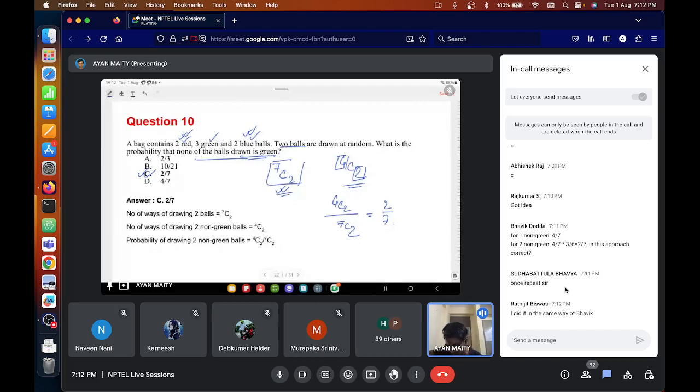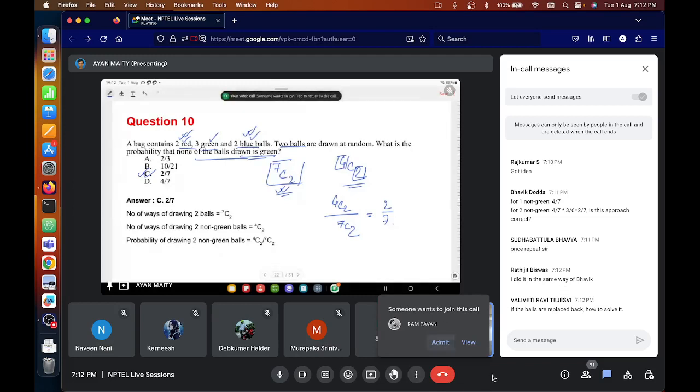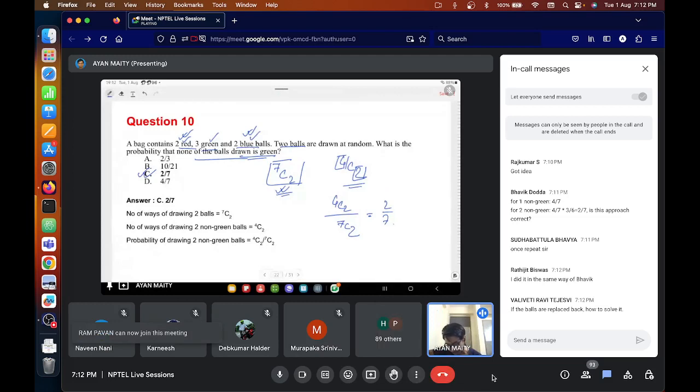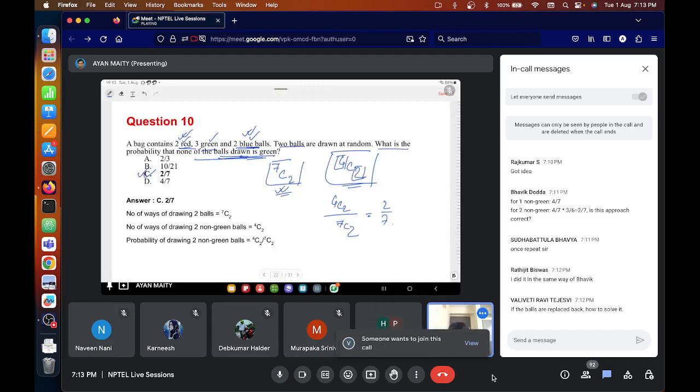There are total 7 balls, 2 red, 3 green, 2 blue, so 7 balls. So first find out how many ways we can pick any 2 balls. That will be our sample space, that is the denominator of the probability. So it is 7C2, and then find out the number of ways we can pick 2 non-green balls. We have to find out the probability that none of the balls is green, so we have to pick 2 non-green balls, so that is 4C2, because there are 4 non-green balls, 2 red and 2 blue, and we have to pick 2 from them. 4 options are there, we have to pick 2, so 4C2 is the number of ways we can do that. So our probability would be 4C2 by 7C2, and that would be 2 by 7.